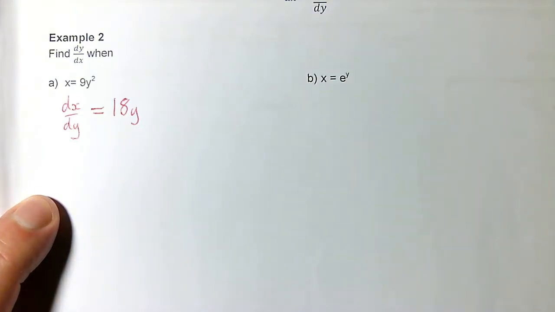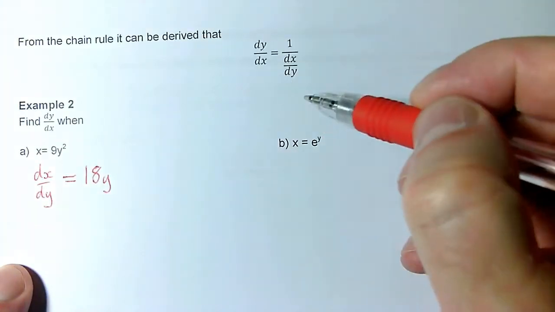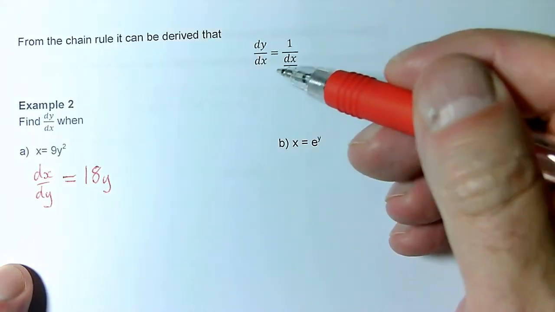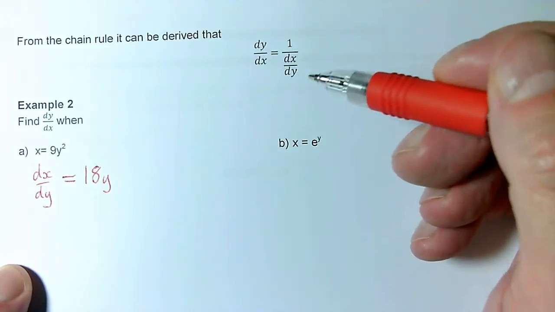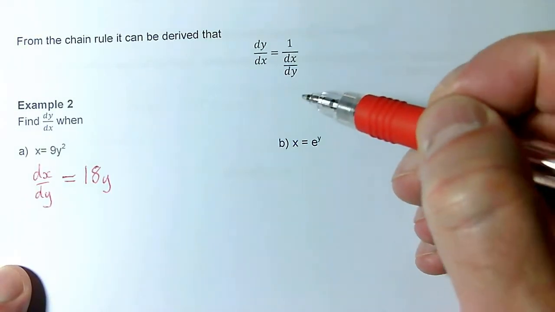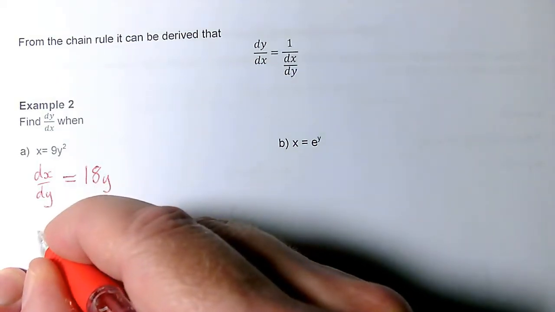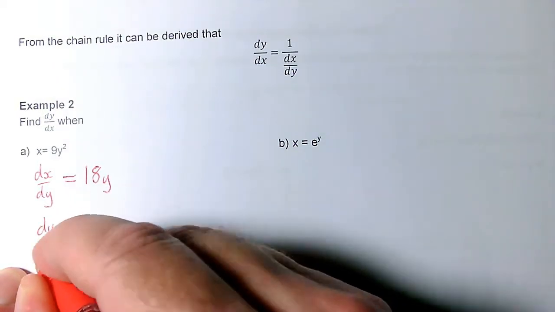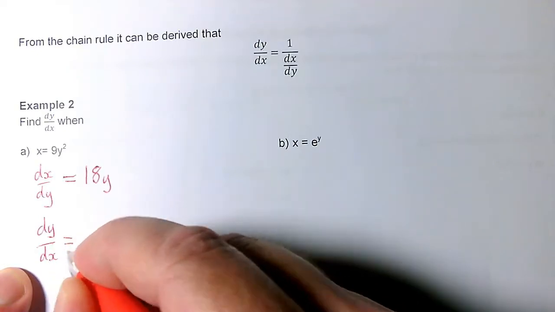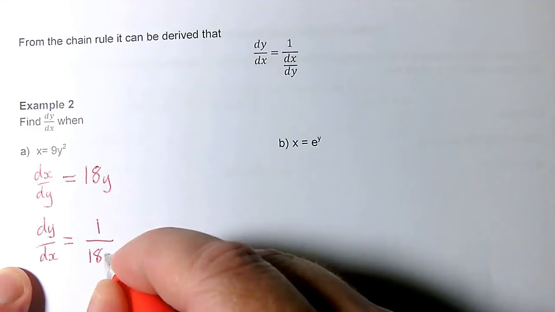How's that related to dy by dx? Well, the fraction has gone the other way up. It's actually this relationship here. This is what you'd expect to happen with fractions. Technically, dy by dx and dx by dy aren't fractions, they're derivatives, but when you turn it upside down, you're still doing a reciprocal. So if I want to turn this dx by dy into a dy by dx, then I need to do the reciprocal. So the answer is 1 over 18y.